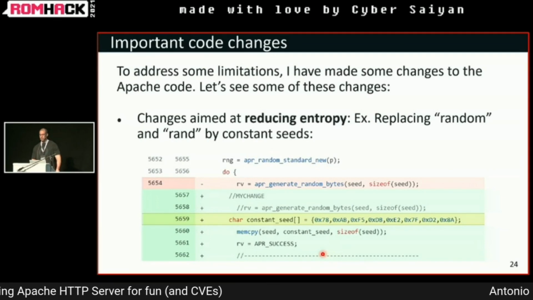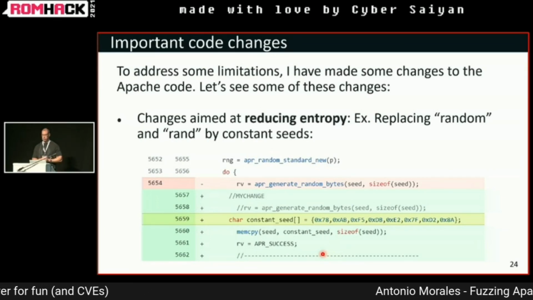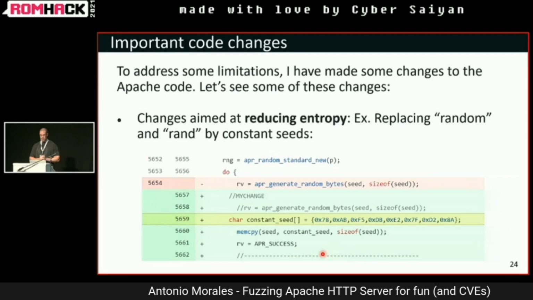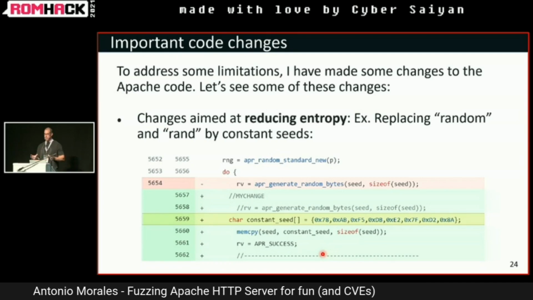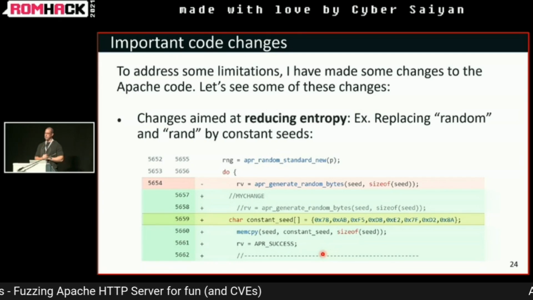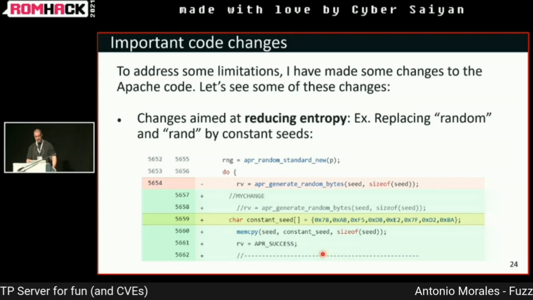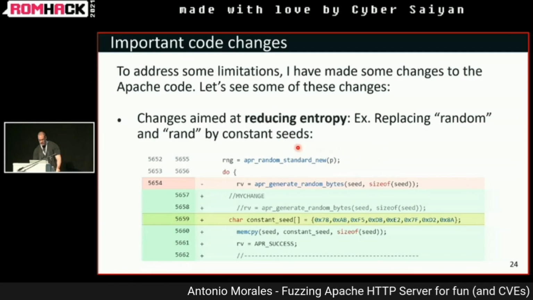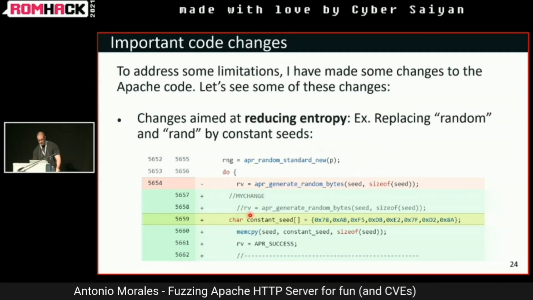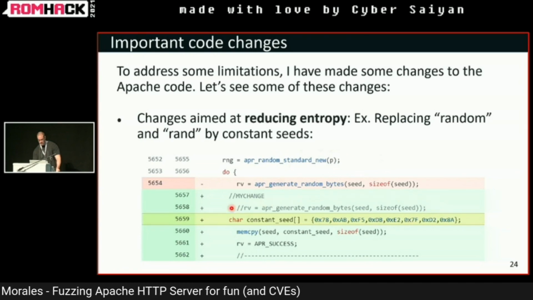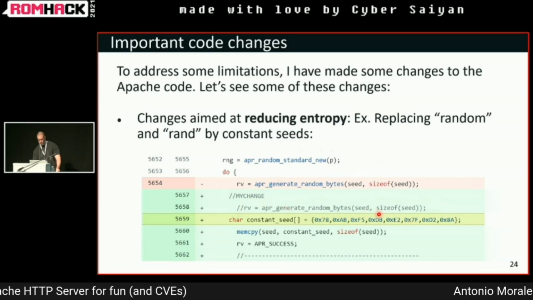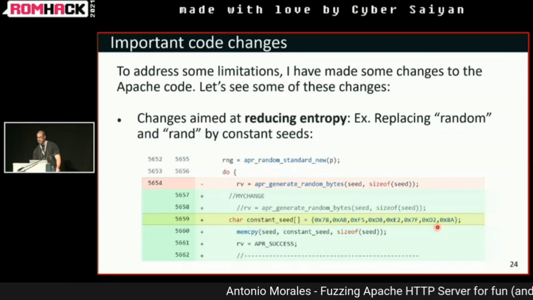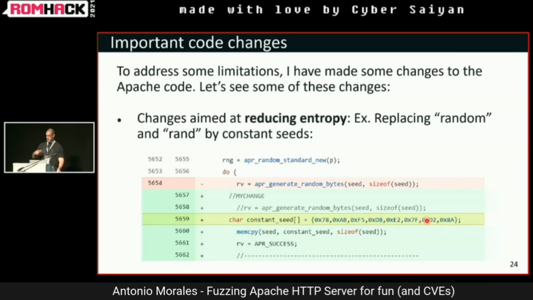Let's see now some changes that I made to the source code in order to improve the fuzzing process. For example, the first group of changes is aimed at reducing the entropy. In that case, replacing calls to random by constant values. Here, you can see that I comment out the generate random bytes call, and instead, I use a constant seed. The main idea is to reduce the entropy of the execution.